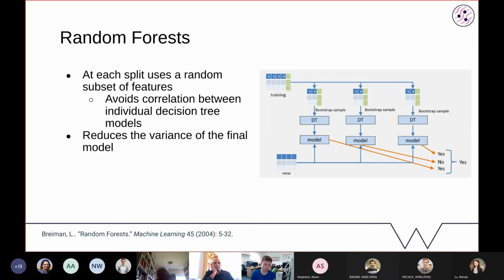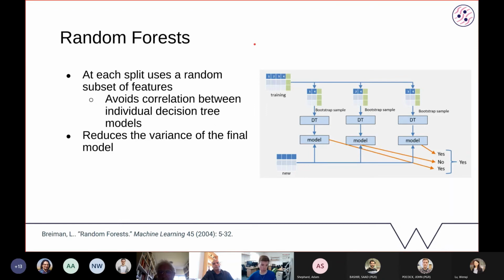If you have a feature that's very highly correlated with a prediction, and you have all the features in every single decision tree that you train, the root node will always be that feature that is very highly correlated with the predictions. And if you do that, you'll get much worse performance than if you use a subset like this. So that's a quick recap of how random forests work.